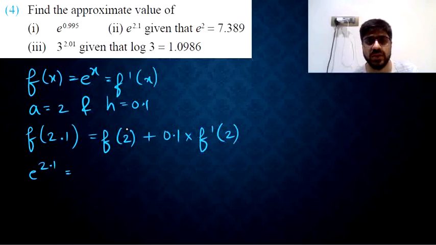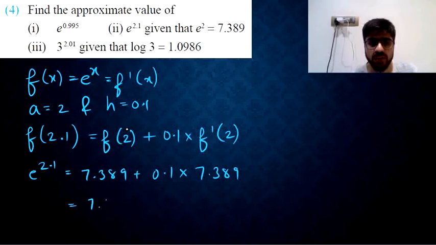which is already 7.389, plus 0.1 multiplied by f dash 2. So f dash 2 is going to be e power 2 again, which is 7.389. So all we have to do is 7.389 plus 0.7389. Let's add them up.